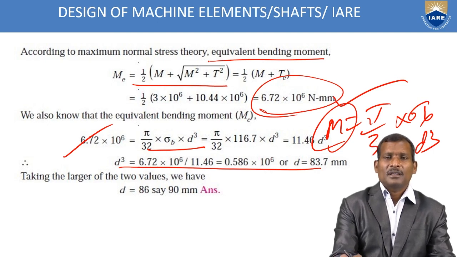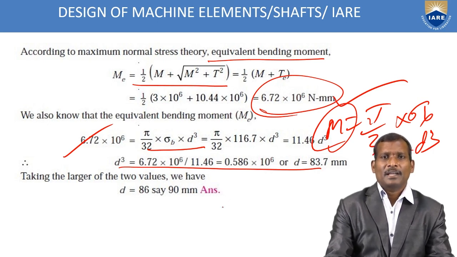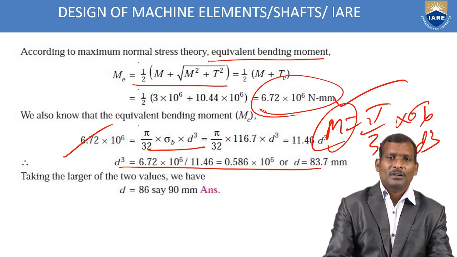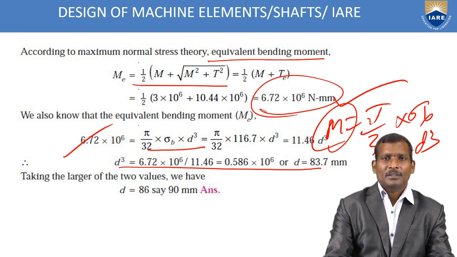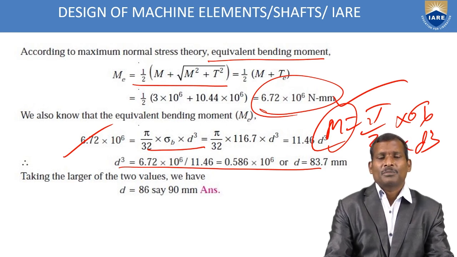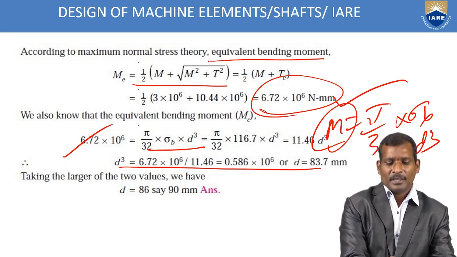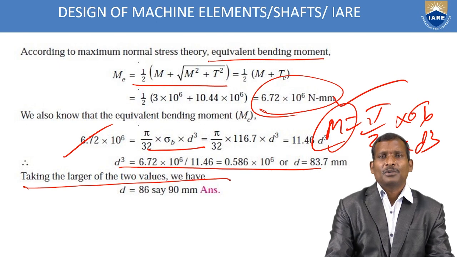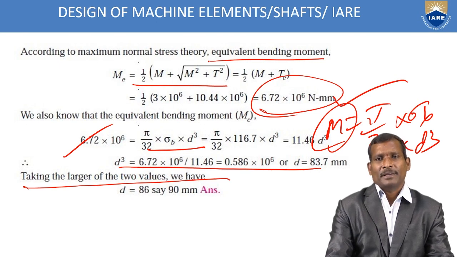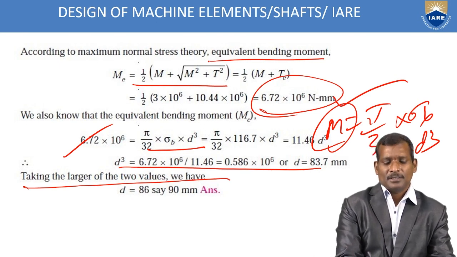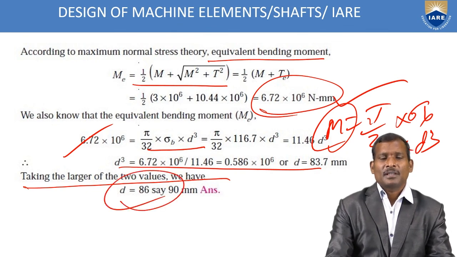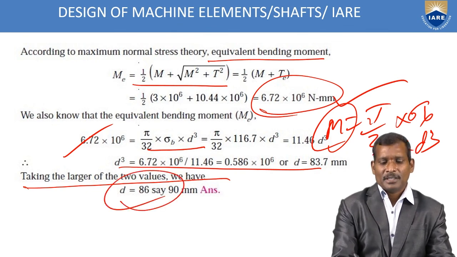Now compare these two values. Already we have calculated the diameter according to the maximum shear stress theory. And according to the normal stress theory, Rankine's theory, another diameter is obtained, 83.7 mm. Which one is larger? Taking the larger of the two values, that is your final diameter. The larger value is 86. So you can say the standard diameter of the shaft is 90 mm.